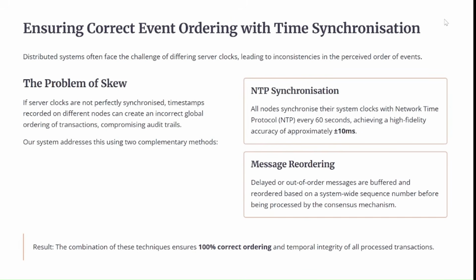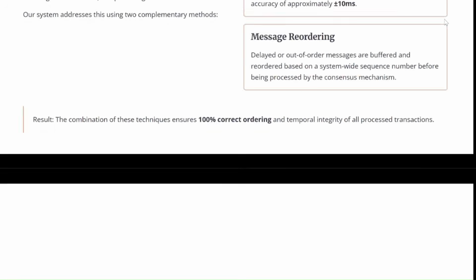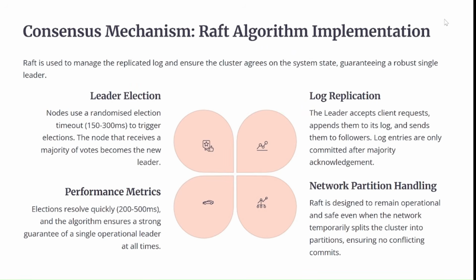Now here's a tricky problem. What if the clocks on our servers are a little bit different? How do we know which payment really happened first? If we get the order wrong, it causes problems. We fix this in two ways. First, we sync all the servers' clocks with an internet time server every minute. This makes sure all the clocks are very close to each other. Second, sometimes messages arrive in the wrong order. So we give each one a number, then we put them in the correct number order before we process them. By doing these two things, we are 100% sure that all transactions are processed in the perfect order. So next slide: how all servers agree.